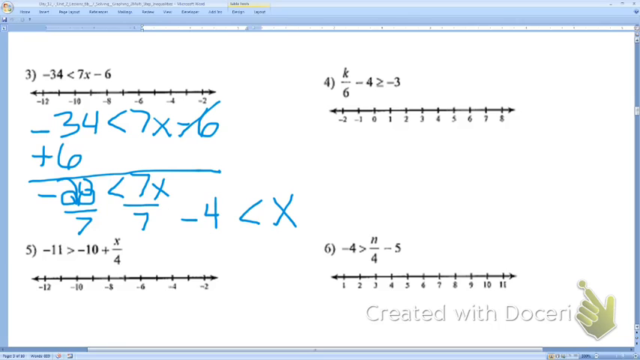So I'm ready to graph this. I will find my endpoint of negative 4. I have to leave it open and point it to the right.